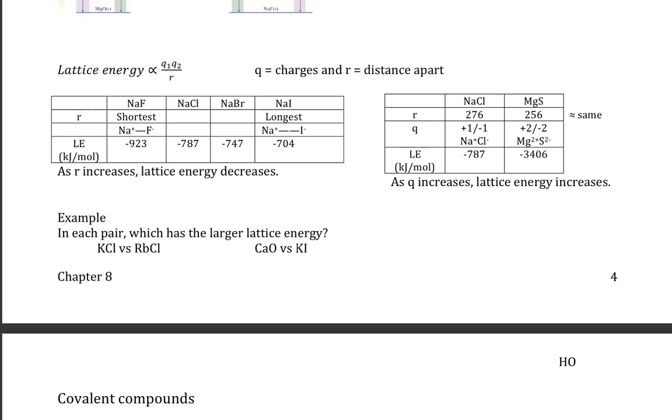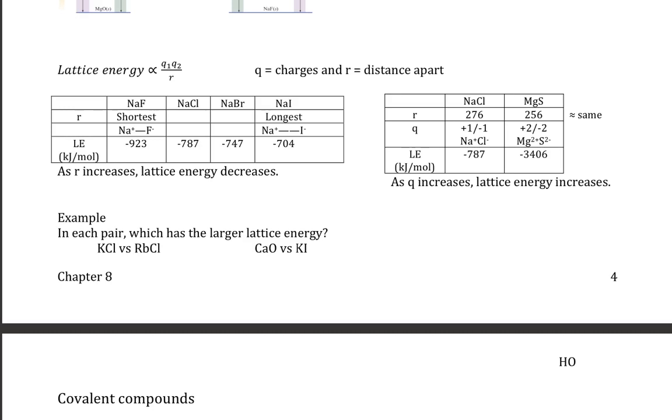And that's reflected in the values of the lattice energy in kilojoules per mole. For NaF, we see the amount given off is 923, whereas in NaI it is less, it is 704. So as R increases, the lattice energy decreases, or we could say as R decreases, the lattice energy increases.